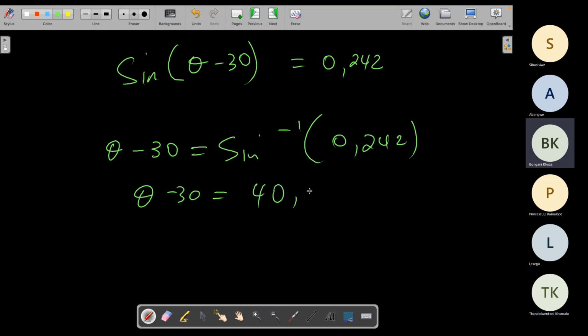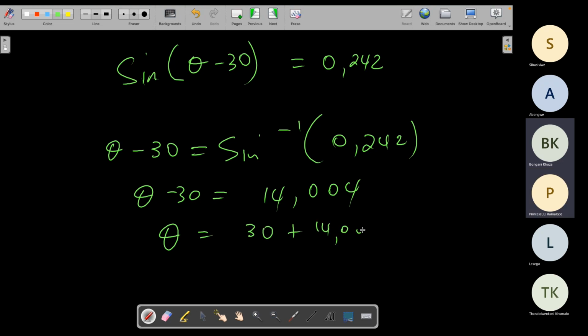14.004. Right. And then from here, we are trying to get to theta. What do we do? We transpose negative 30, so it's going to be 30 plus 14. We are solving for theta. So what's our value for theta?